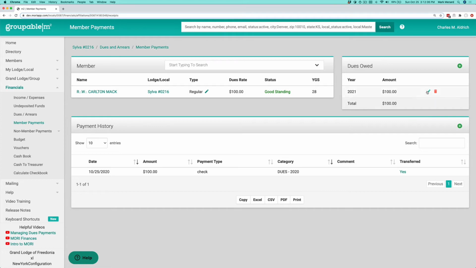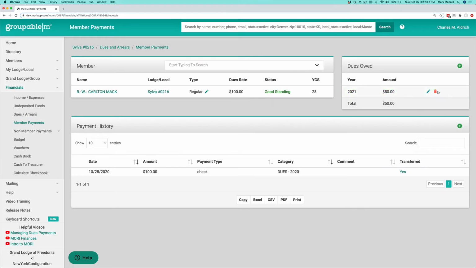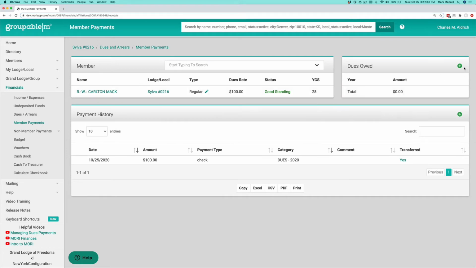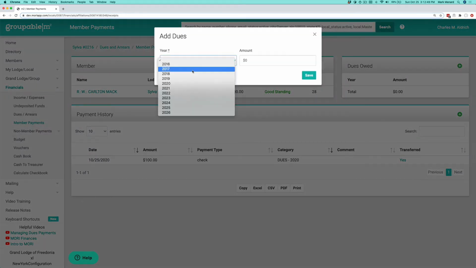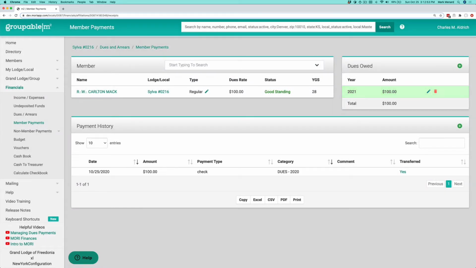And you notice that we've got a pencil here. That allows you to change the amount that the member owes you. We also have a garbage can, which allows you to remove that. And we've got the plus sign that allows you to pick a year and put in an amount. So using these three tools of editing, removing, or adding, you can make a person's amount owed to your local group look like anything you want it to.